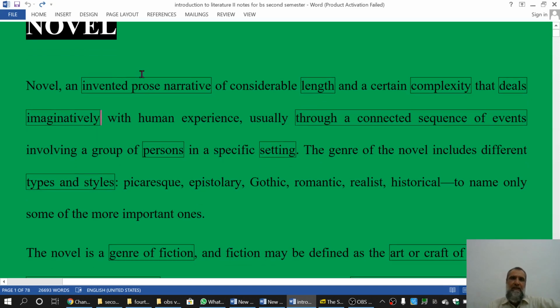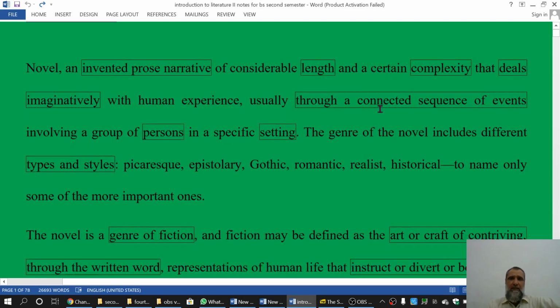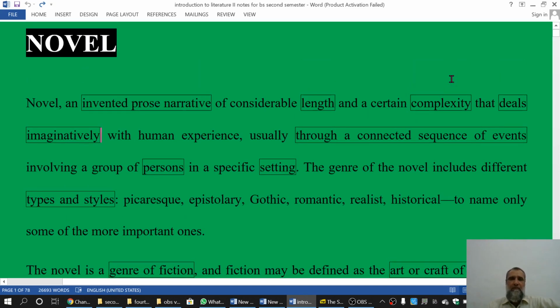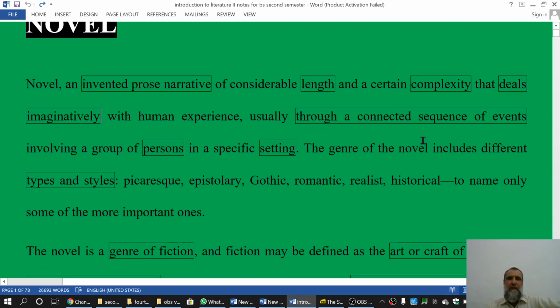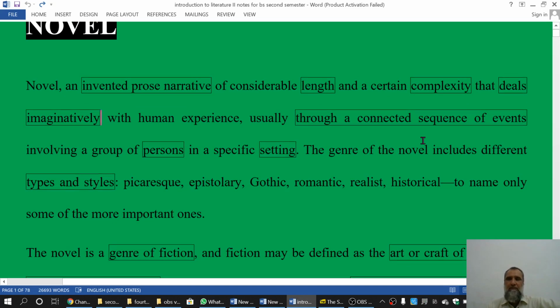The next fact is that a novel is of considerable length. It is not very short, because when it becomes very short, it is then called a short story. So therefore it has some considerable length. And yet another characteristic is that it has complexity. We have talked about the plot construction, and in the plot construction we have discussed the different complexities which occur in a plot, and this story has a lot of reversals, sometimes many reversals, and many recognitions. Therefore, there is complexity in the story as well as complexity in the characters.